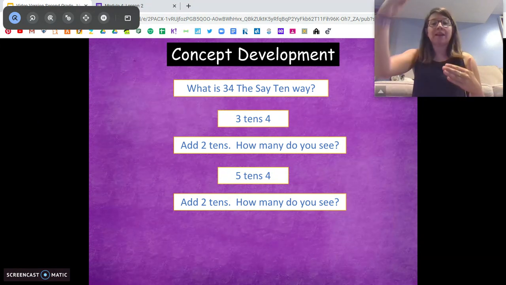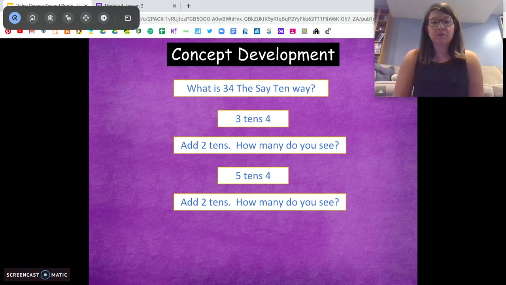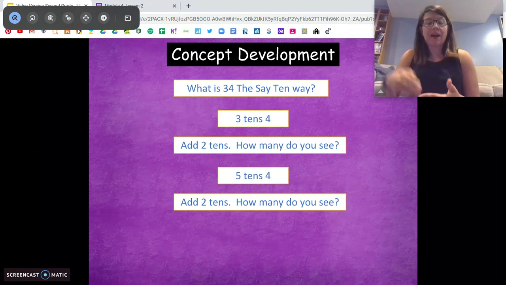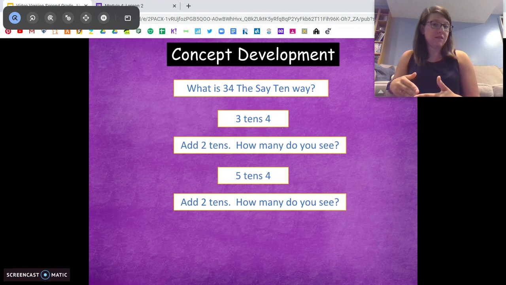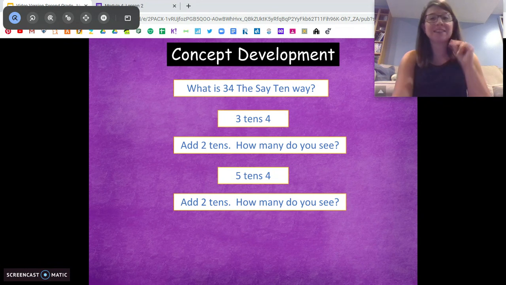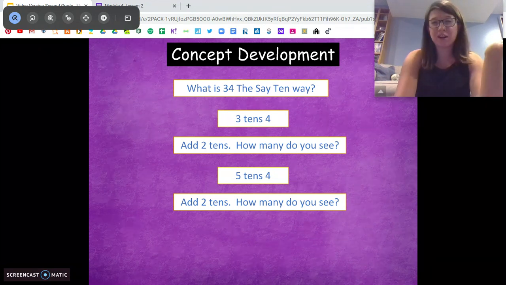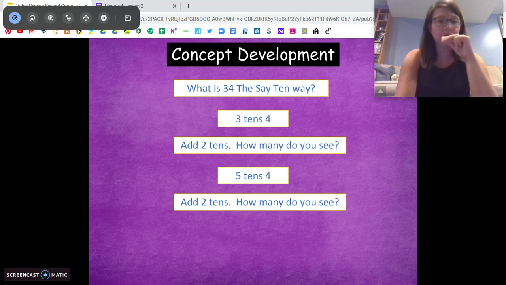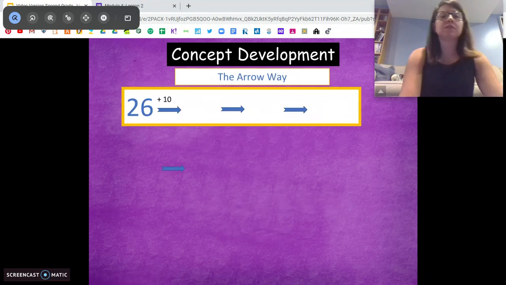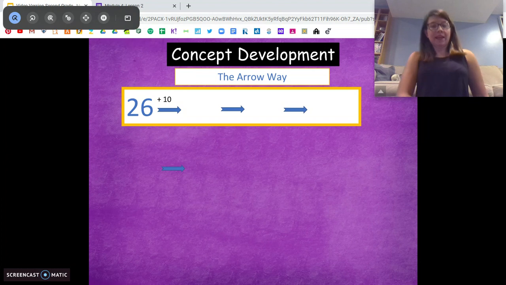Okay. Now we're going to add 2 more 10s on top of that. So add 2 10s to the 5 10s 4. So 2 10s plus 5 10s is 7 10s. Awesome. Are we changing our ones at all? No. Very good. So it's going to be 7 10s 4. Awesome job.